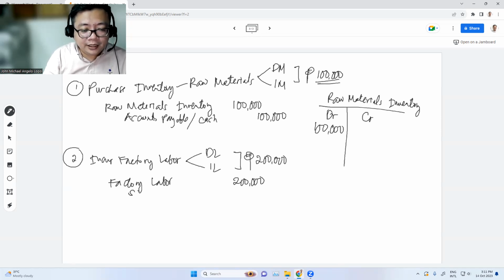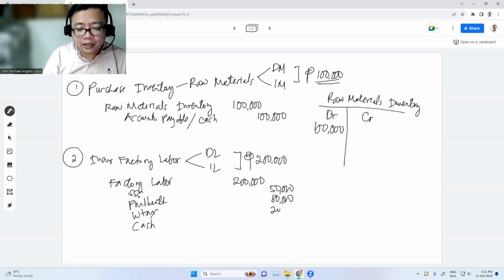Usually, you have your SSS, you have your PhilHealth here, you have your withholding tax, and you have your cash. Halimbawa lang, let's say you have 50,000, you have 80,000 here, you have 20,000 here. Any remaining, ano ba to? 8, 9, 10, or 50,000. Okay? So, that's your factory labor.